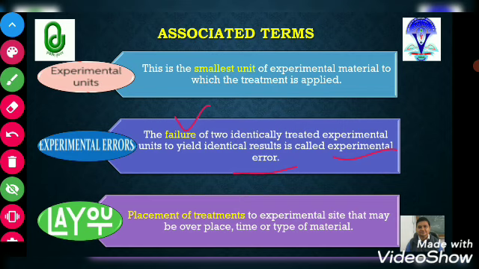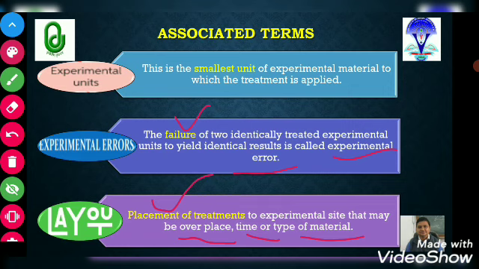Now another term is layout of design. So what is layout? As we are planning the construction of a house, we are preparing a layout. Similarly, when we are planning an experiment, we prepare a layout. Layout here in case of experimental design, we are preparing for application of treatment. So what is layout telling? Layout of design is a placement of treatments to the experimental site, that may be over place, time, or type of material.